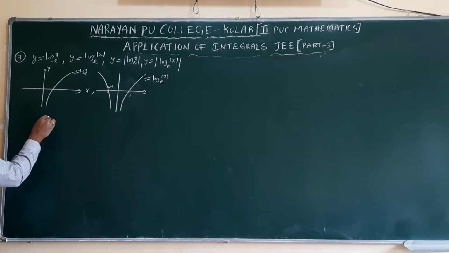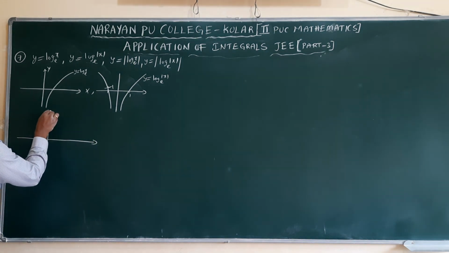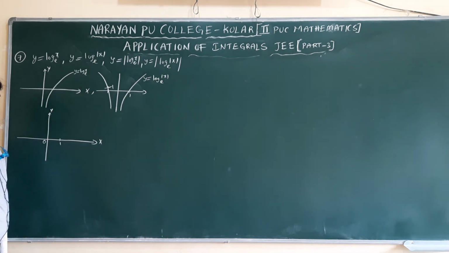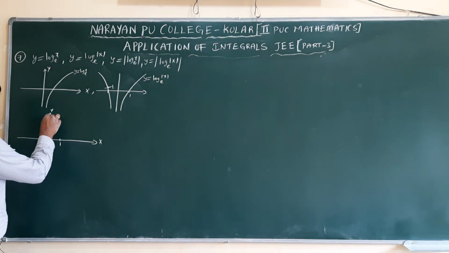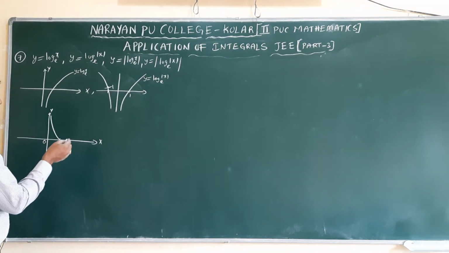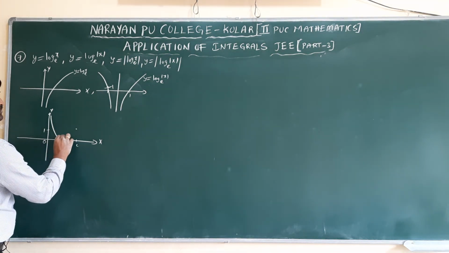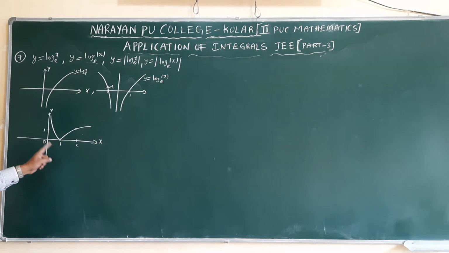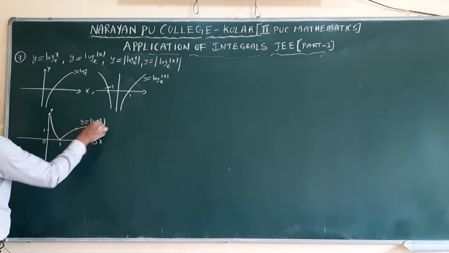Next, the third one. If we take x value 1, what will we get? Log 1 is 0, that's 0 will come here, no problem. But x cannot be 0. We'll get it like this, that means it never touches the axis. And if we take x as e, y value, how much will we get? 1, because log e base e is 1, y value will be 1 only. So this is the graph of which one? y is equal to mod of log x to the base c.